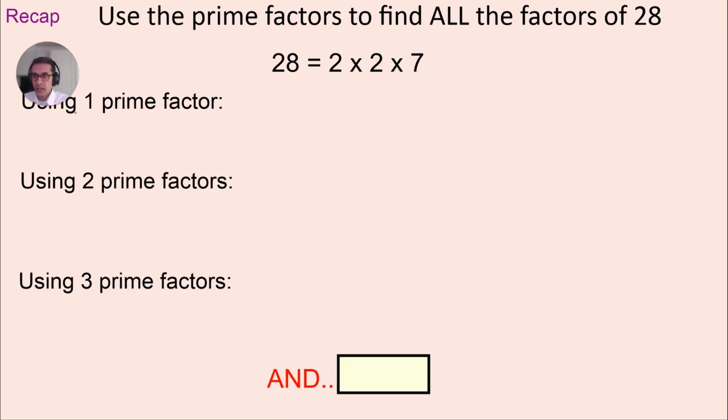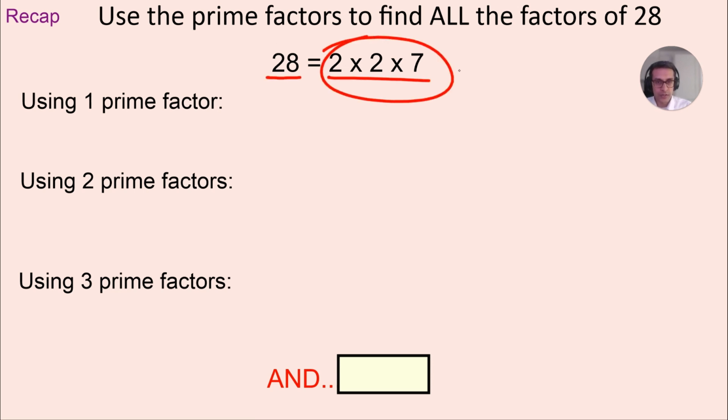Okay. Recap. Use the prime factors to find all the factors of 28. So the first thing you do is once you've written the number as a product of primes, you can now use these to work out all the factors of 28. So a factor of 28 might be 2. We've already got 2 there, so you don't need to list it again. And then we've got 7. So in each of these cases, I've just used one of these numbers.